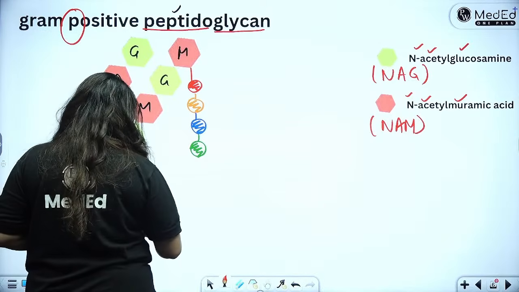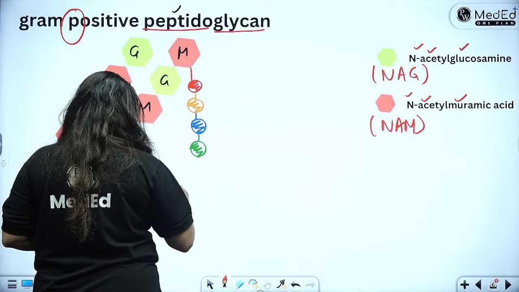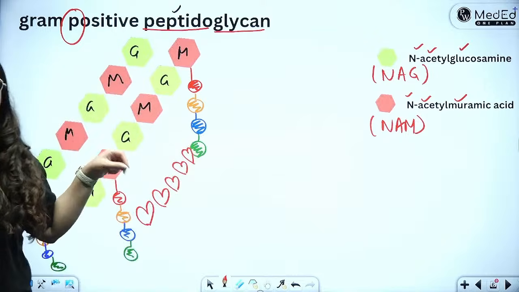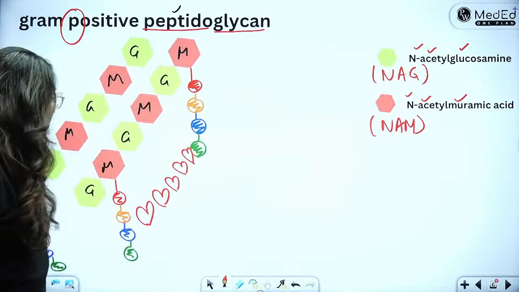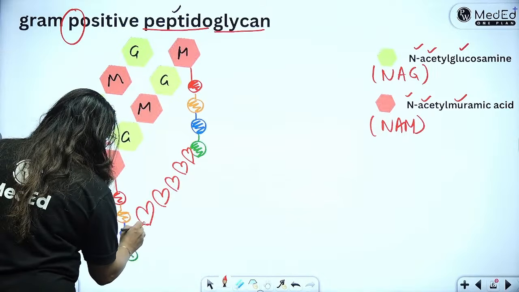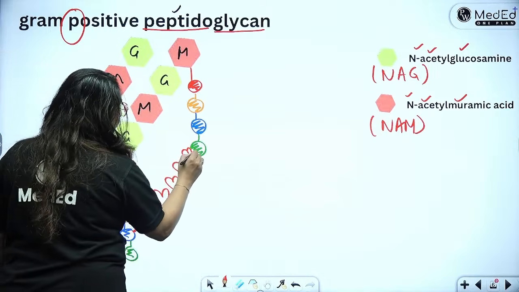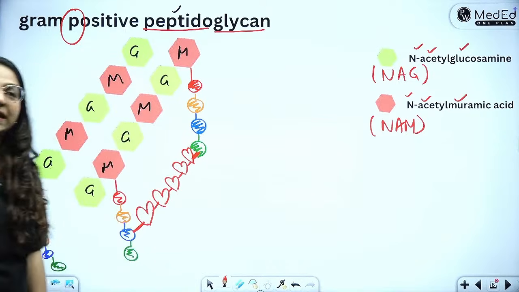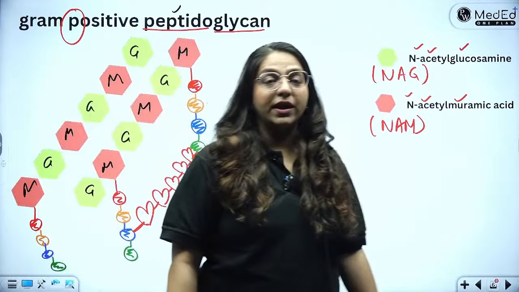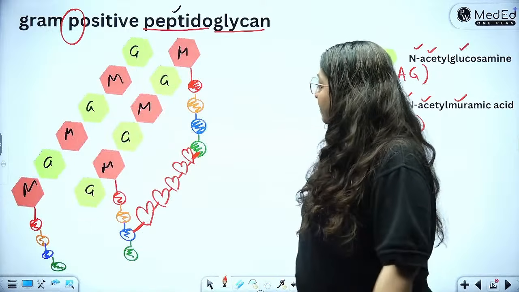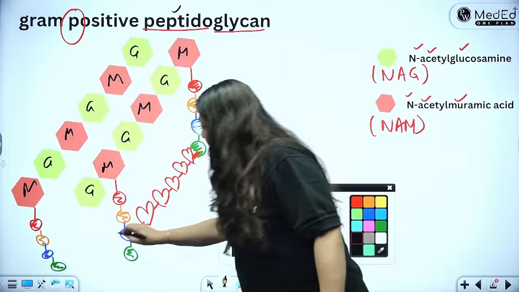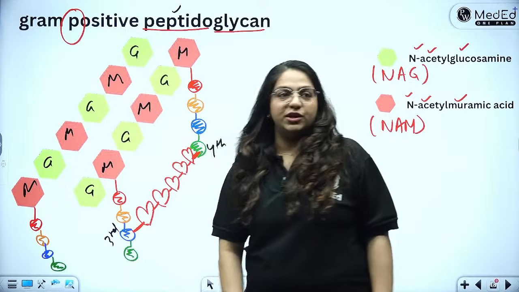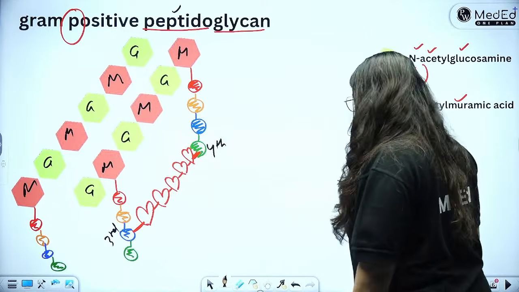So there are a set of 5 hearts, 1, 2, 3, 4, 5, which are coming out and extending from one tetrapeptide side chain to the other. So the third amino acid of this chain is going to connect with the fourth amino acid of this one with the help of these 5 hearts, or the pentaglycine bridges. This is like a bridge which is connecting the third amino acid of this side chain to the fourth amino acid of this side chain. What are they called? They are called the pentaglycine bridges.